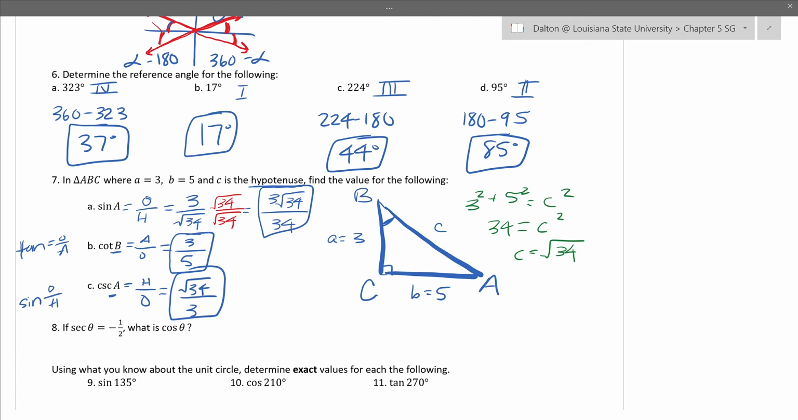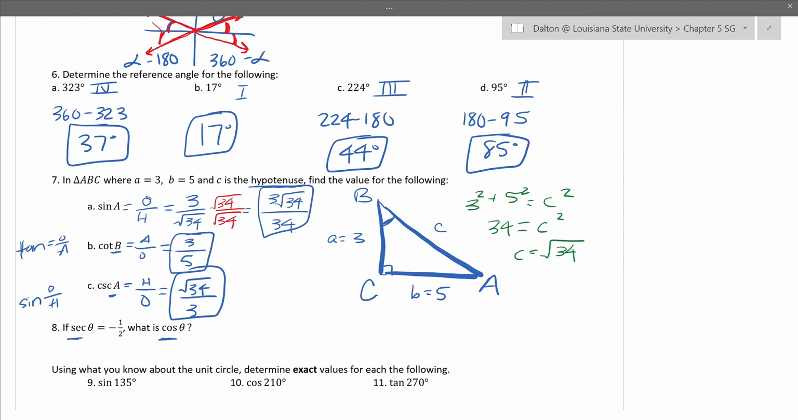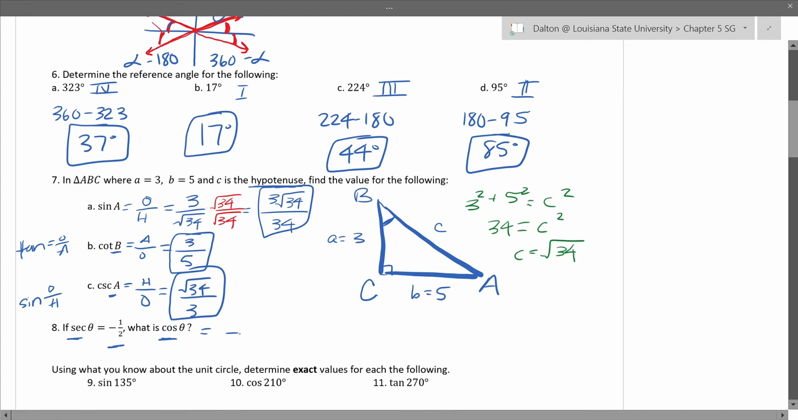Number 8, if the secant of theta is equal to -1/2, what is the cosine of theta? Now, you could do a couple things. You could draw yourself a picture, set up your ratio, or set up the legs of the triangles. But if you just remember that secant and cosine are reciprocals of one another, then all we need to do is take the reciprocal of negative 1/2, which is negative 2 over 1, which is just essentially negative 2.